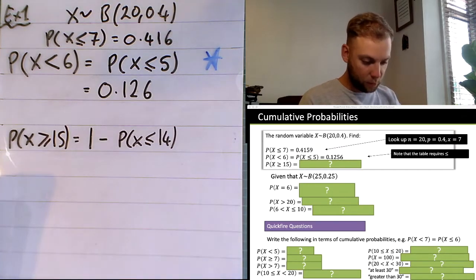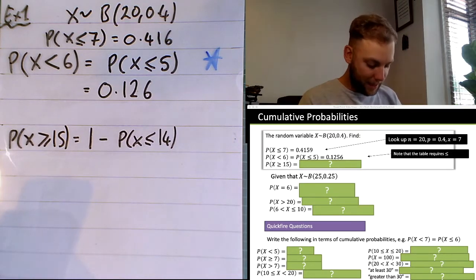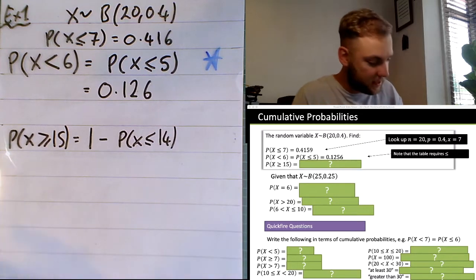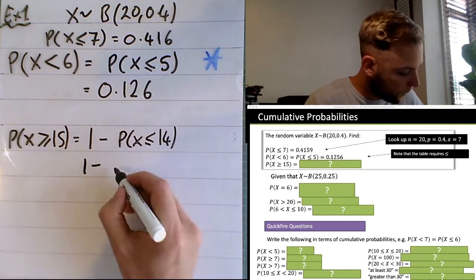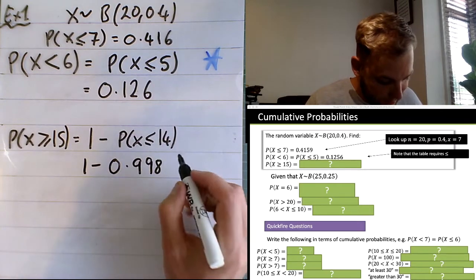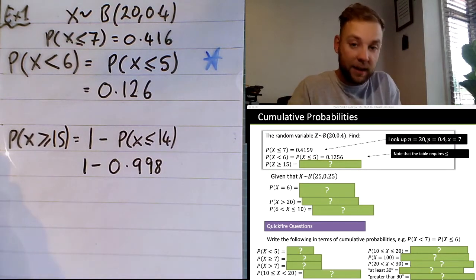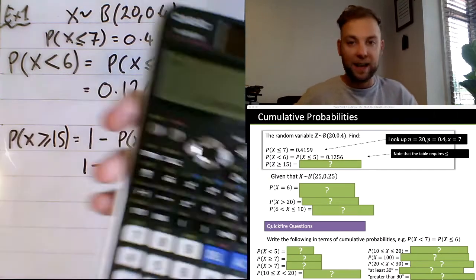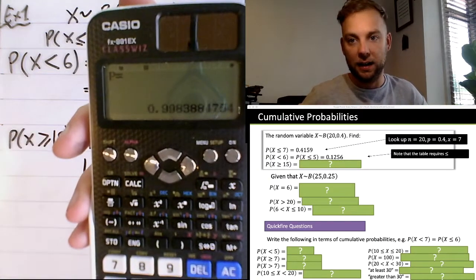We want variables. We want this time x to be 14. We want n to be 20. We want p to stay the same as 0.4. So this is going to be 1 minus 0.998. We'll do it to 3 decimal places. So that's what it gives me, 0.998.